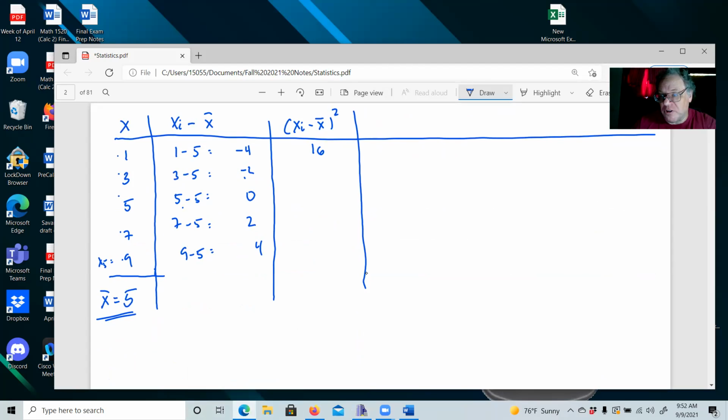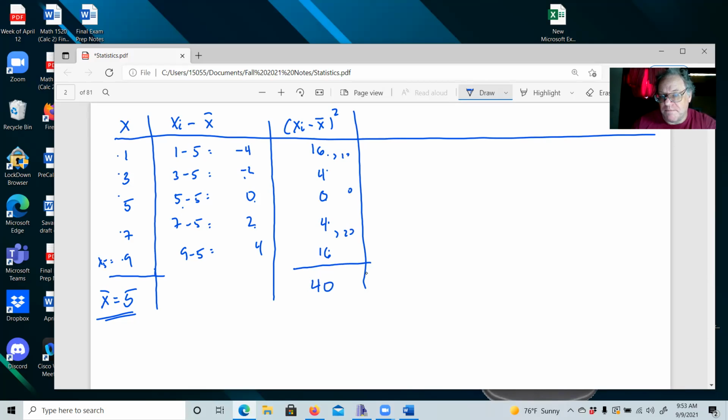Negative 2 squared, negative 2 times negative 2, that's 4. 0 squared, that's 0. Just in case anybody ever asks you to take the square root of 0, it's also 0. 2 squared is 4. 4 squared is 16. Then we have to add these up. So 16 plus 4 plus 0 plus 4 plus 16. This 2 is 20. This 2 is 20. This was 0. We end up with a total of 40.